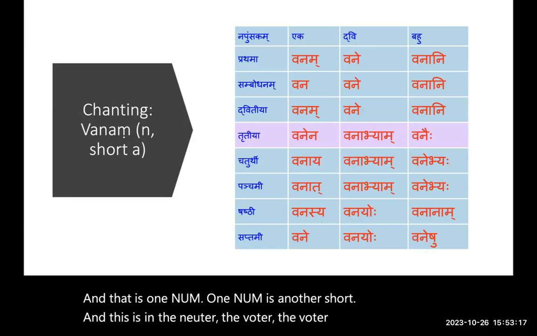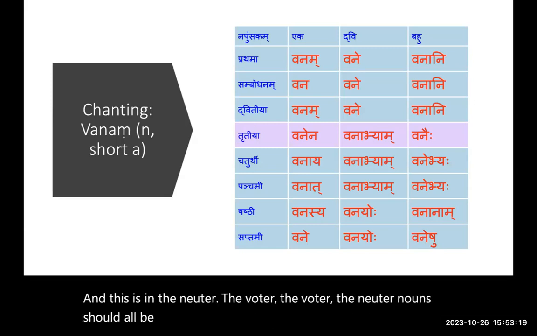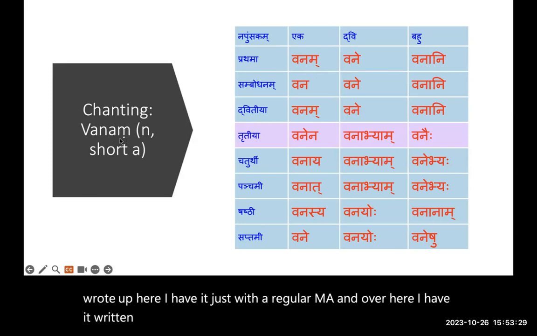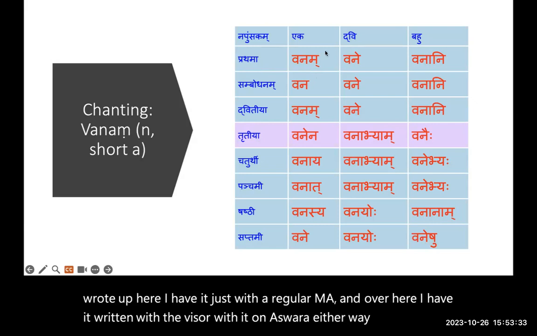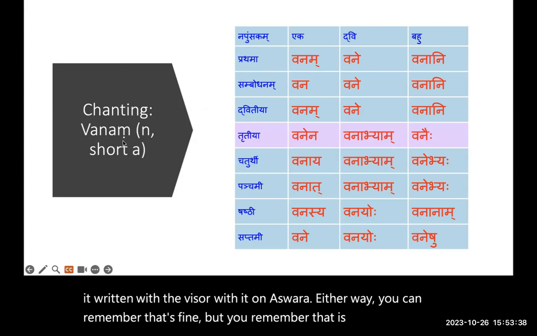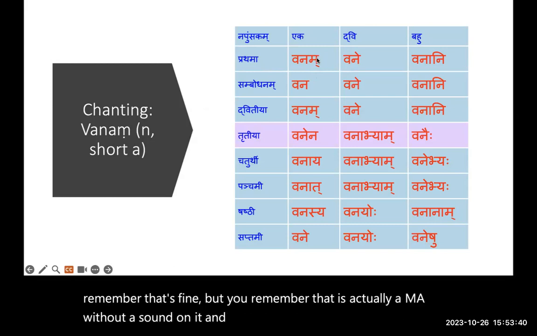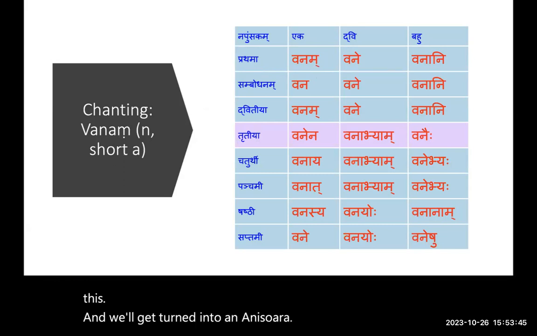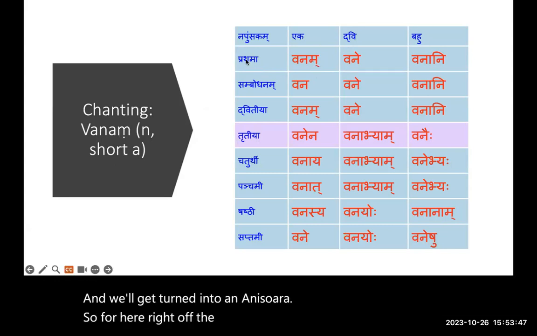The neuter nouns should all be memorized with that ma at the end of it. Now, I wrote up here, I have it just with a regular ma, and over here, I have it written with the anusvara ma. Either way, that's fine. But remember that that is actually a ma without a sound on it, and depending on where it's placed in a sentence, it will get turned into an anusvara. So for here, right off the bat, you're going to notice vanam, vane, vanani.